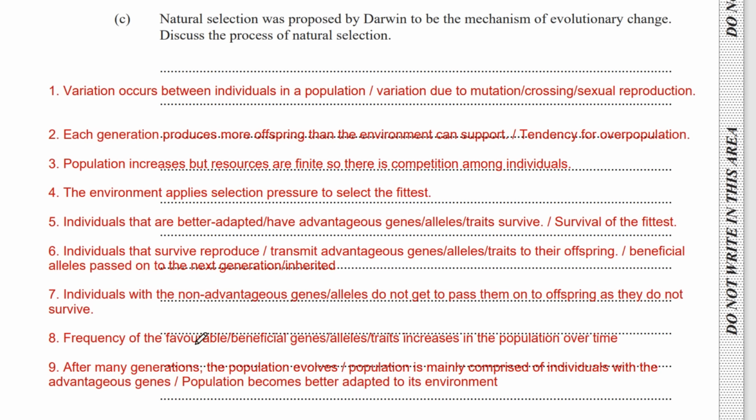Frequency of the favorable, beneficial genes or alleles increases in the population over time. So as a result, a lot of the ones with the beneficial genes are going to reproduce a lot, they're going to proliferate, and they're going to increase their population until another pressure shows up. So after many generations, the population evolves, right? Or the population becomes better adapted to its environment.